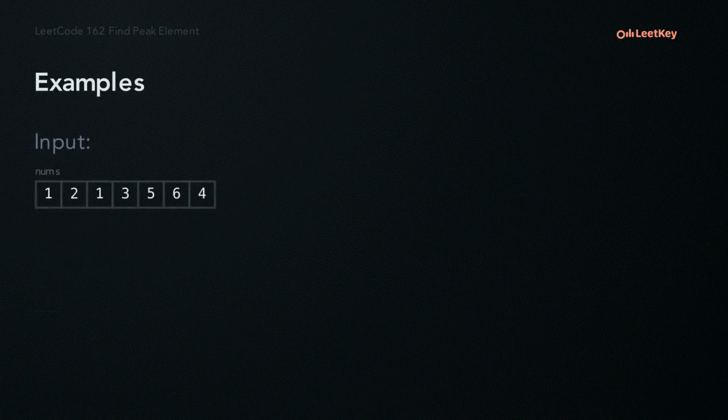Example 2. Input nums is 1, 2, 1, 3, 5, 6, 4. Output is 5. Your function can return either index number 1, where the peak element is 2, or index number 5, where the peak element is 6.